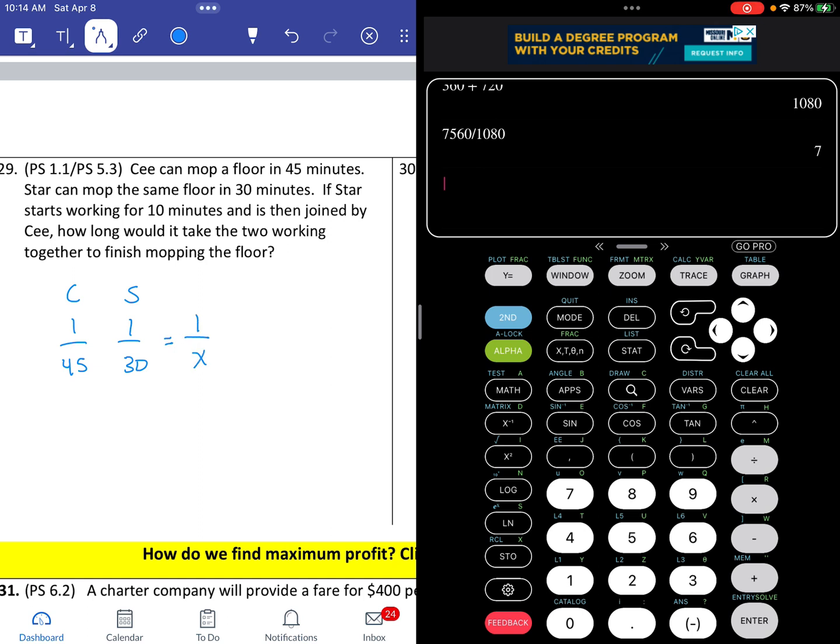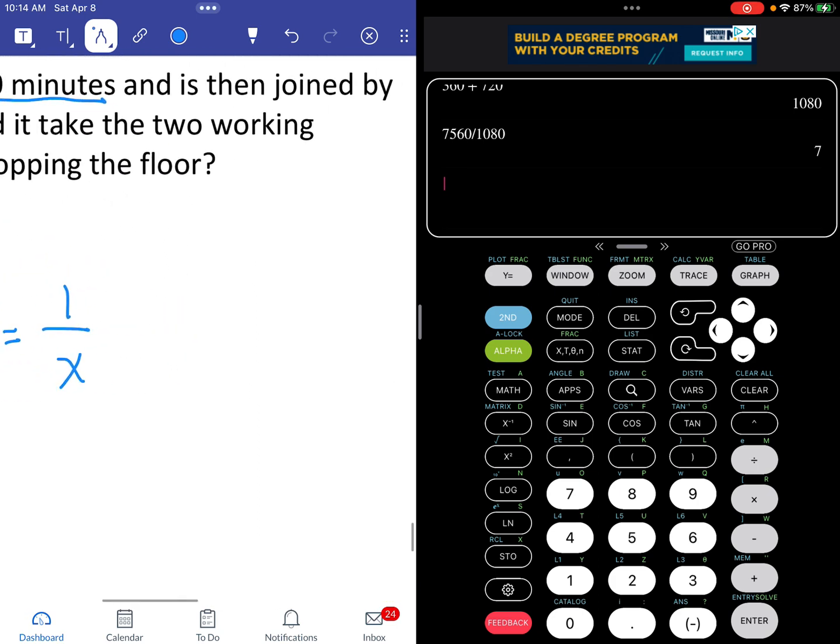Now, here's the issue with this particular problem. We have Star working for 10 minutes by herself. So we have to take Star's 10 minutes and subtract it from the total. How do we do this? We take Star's time of 1 over 30 minutes, one floor in 30 minutes, and we multiply it by how long she was working, which was 10, which gives us 10 over 30, which is 1/3. So she did 1/3 of the job before the other girl started.